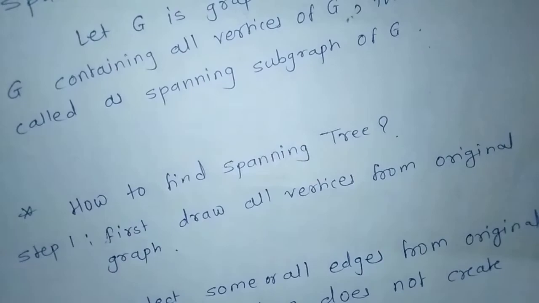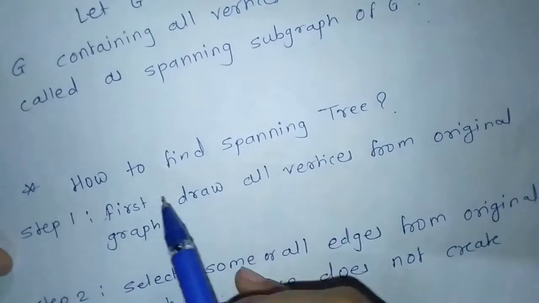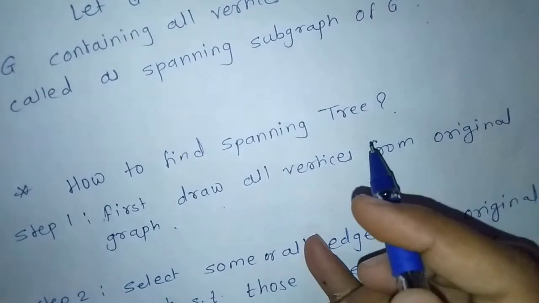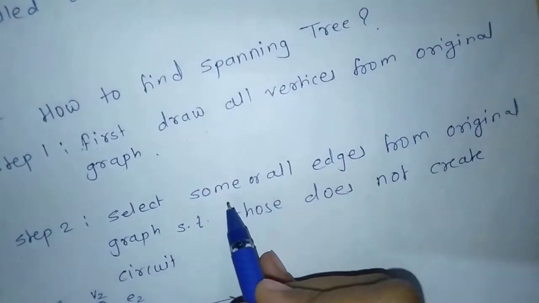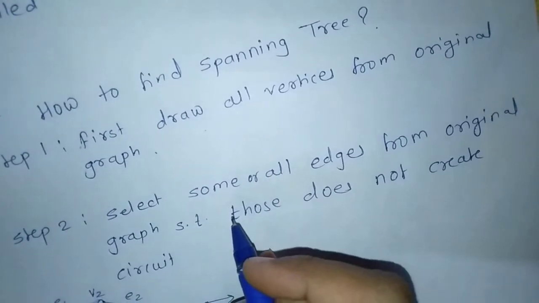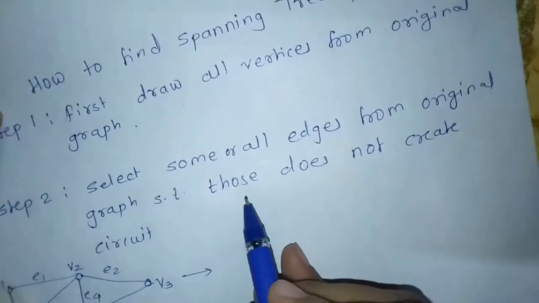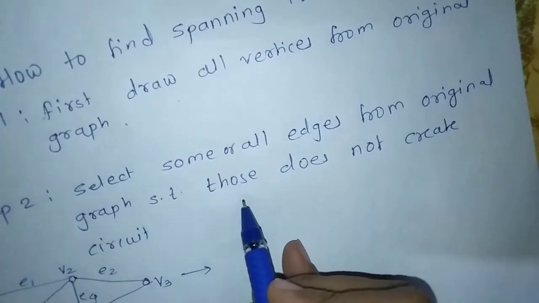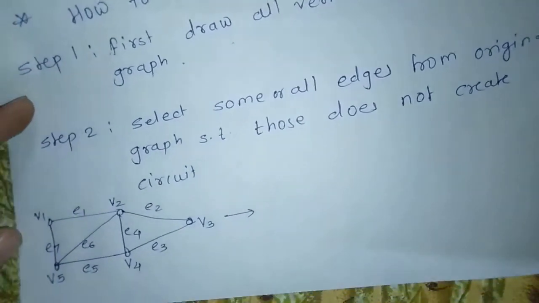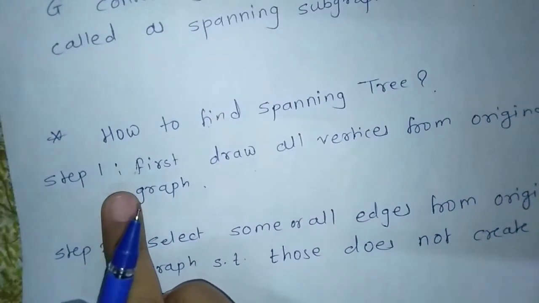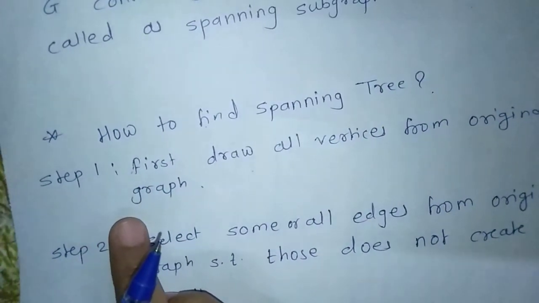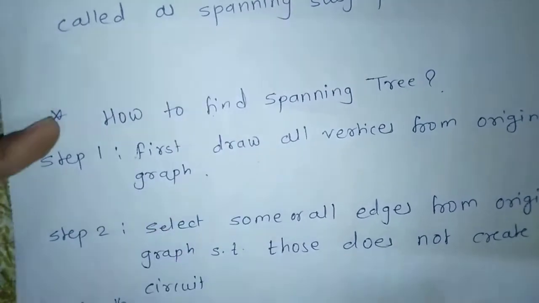Next, the question arises: how to find a spanning tree? Step first, draw all vertices from the original graph. Next step, select some or all edges from the original graph such that those do not create a circuit. For example, this is a graph. Now in the first step, draw all vertices from the original graph to find the spanning tree.